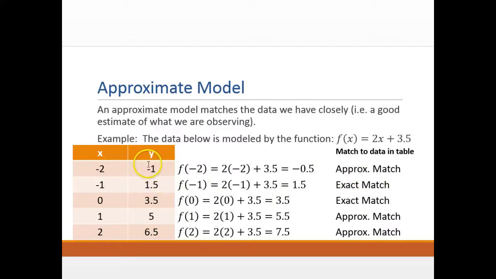The y value for the data was negative 1. The actual y value of the function was negative 0.5. Not exact, but pretty close. Same down here. This y value was 5 for the data, and the model was 5.5. Again, approximate matches. This is more common. What we're going to see is that our models will give us close representations of what our data is actually showing. So we're going to talk about many models in this course.